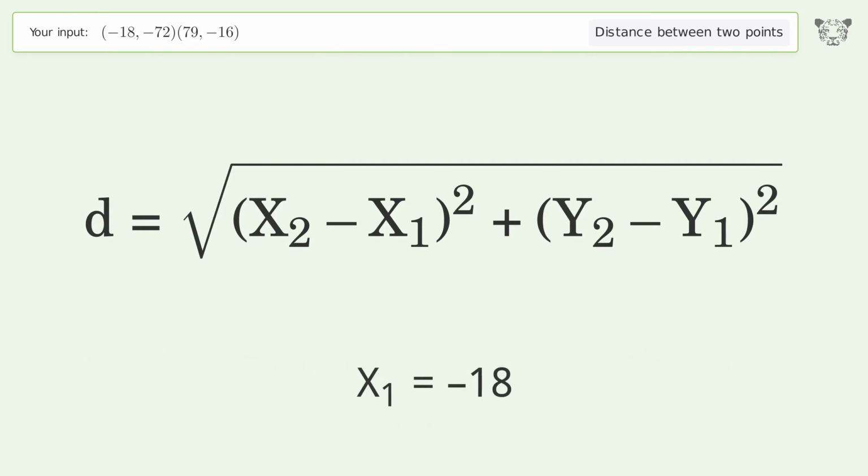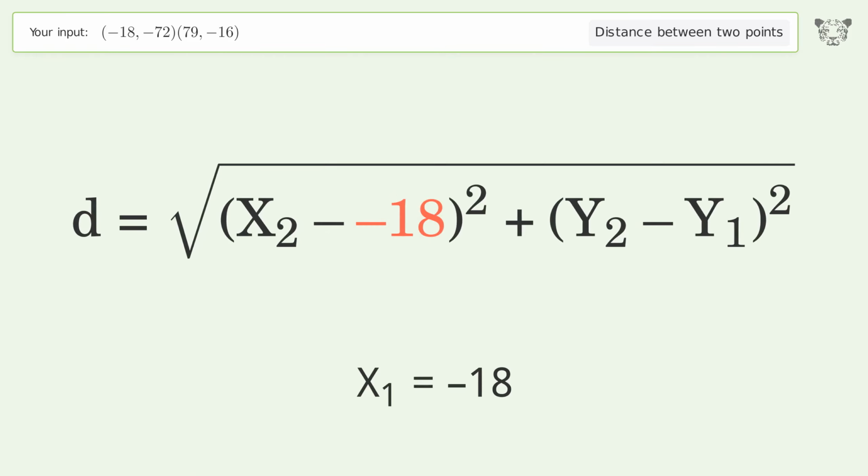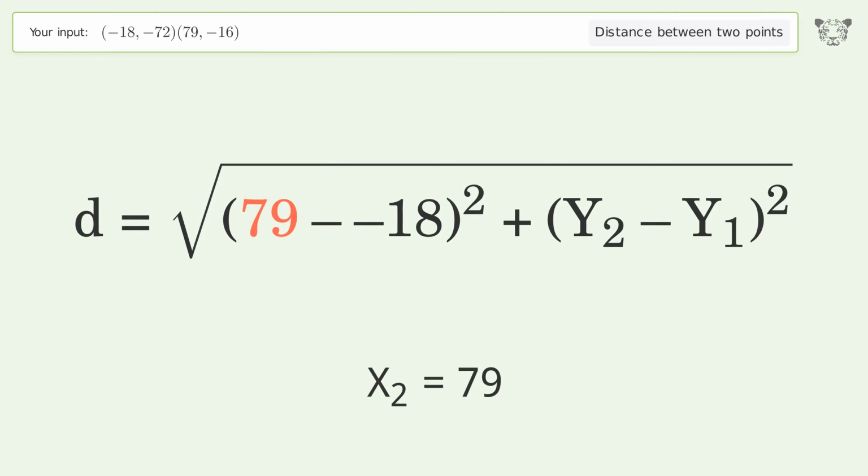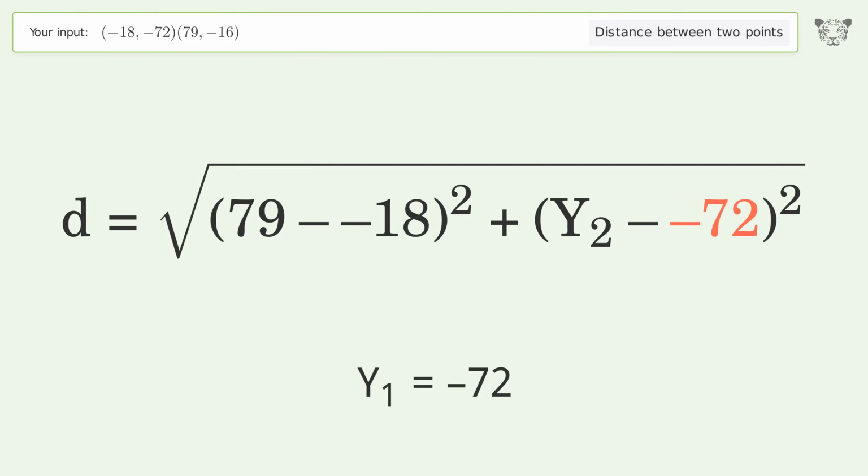x1 equals -18. x2 equals 79. y1 equals -72. y2 equals -16.